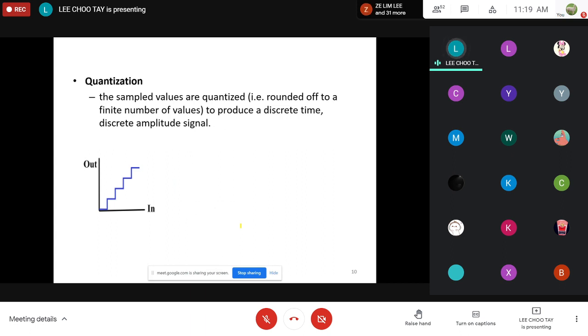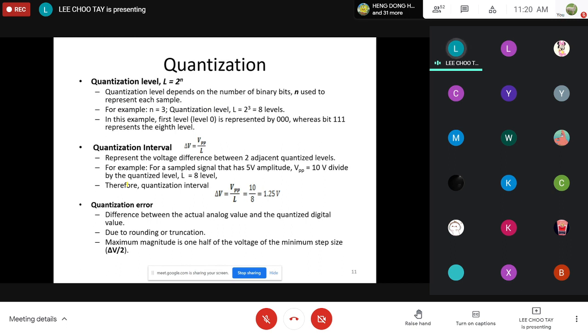During the quantization process, the sampled values are quantized. So what is meant by quantized? Quantized means the amplitude of the sampled signal is rounded off to a fixed, or finite, number of values. That will give us a discrete time and discrete amplitude signal. If the input is continuous, your output will be a staircase signal. As far as quantization is concerned, the output amplitude can only have certain fixed values. You cannot have a continuous amplitude.